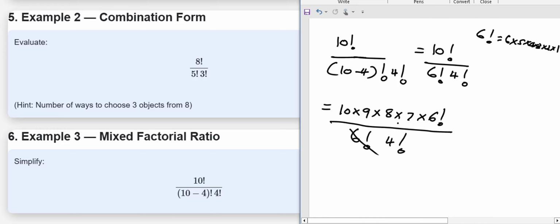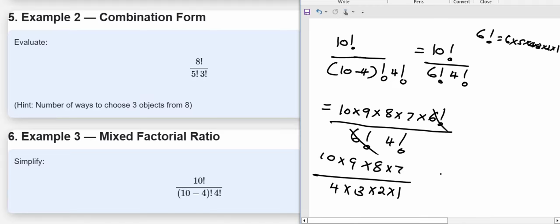But you see, this one will go. Then I remain with 4 factorial. I can now say 10 by 9 by 8 by 7. Then all over. This 4 factorial is the same as 4 by 3, right? By 2 by 1.